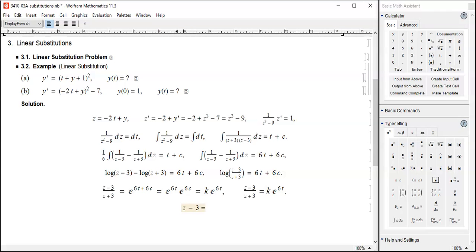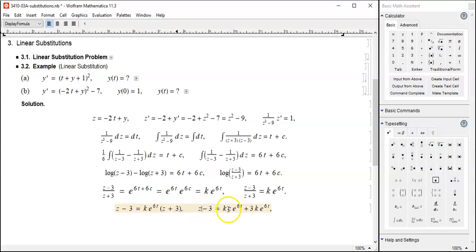z minus 3 is equal to k times e to the 6t, and then flip the denominator over to the other side, z plus 3, and then break up the parentheses. z minus 3 equals zk e to the 6t plus 3k exponential of 6t. Did I do this right? Did I break up correctly?